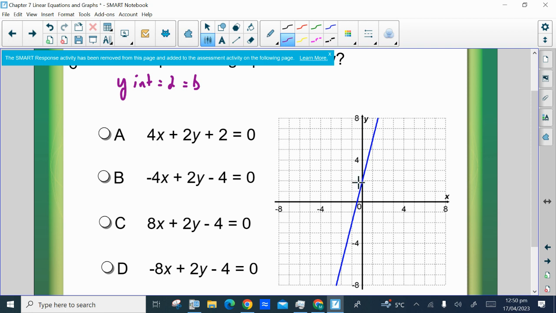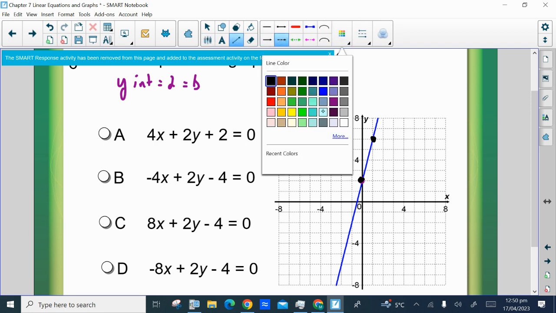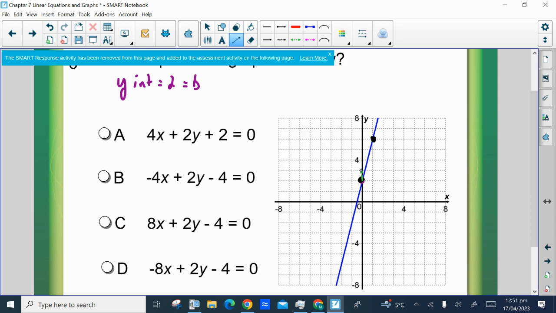Now, m tells you the slope. So we need to find a point that is on this line other than the y-intercept, which is the point 0 comma 2. We could use the point 1 comma 6. That is a point that lies on this line. And you can count the rise and the run and then calculate the slope. If we rise up and then run over, the rise is 1, 2, 3, 4, and the run is positive 1.